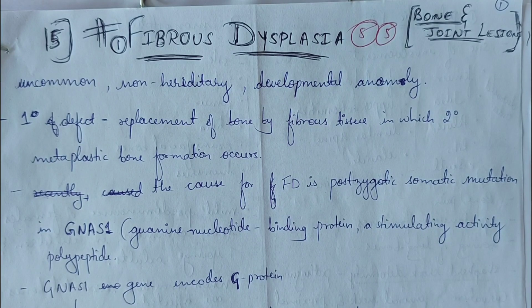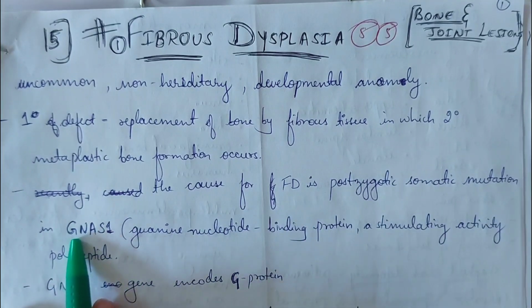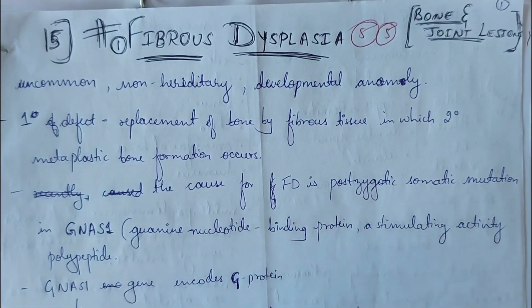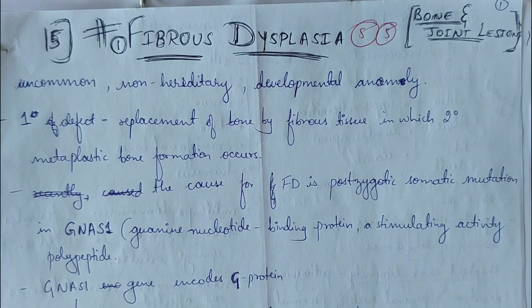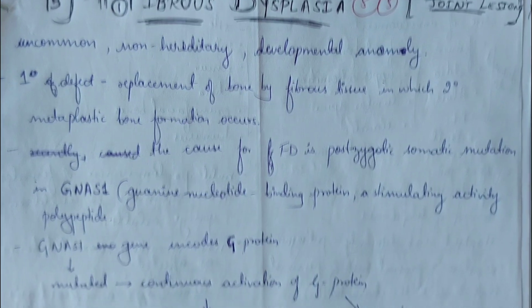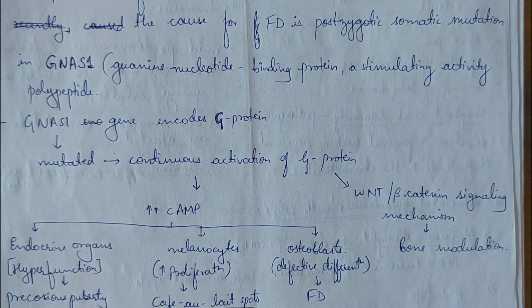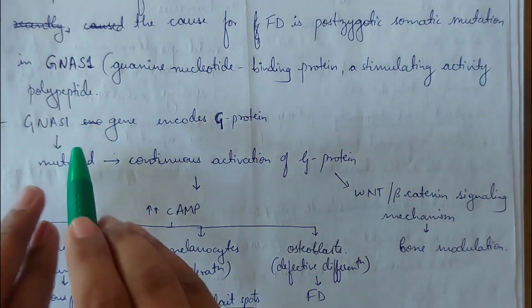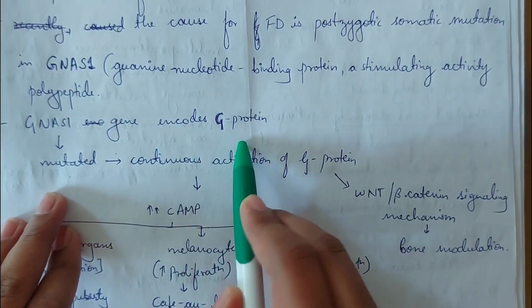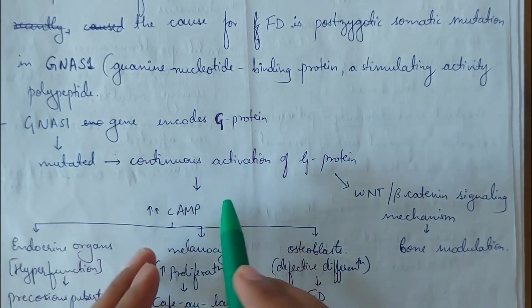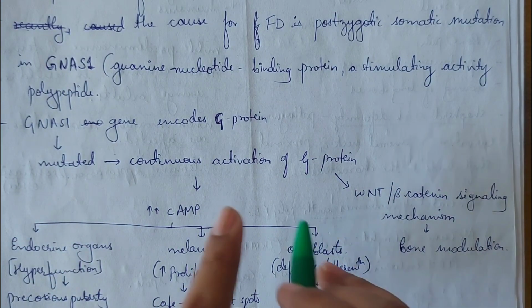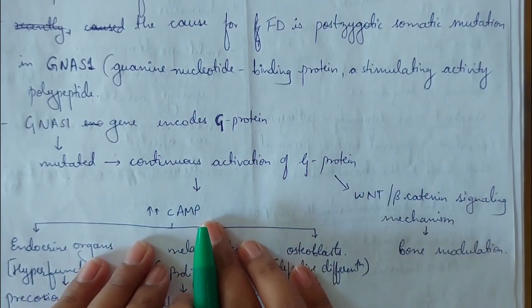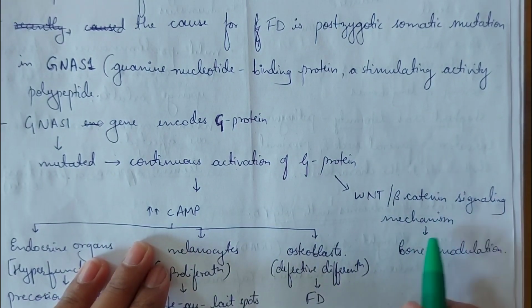The cause of fibrous dysplasia is a post-zygotic somatic mutation, that is, a gene mutation. The gene is the GNAS1 gene, that is guanine nucleotide binding protein, alpha stimulating activity polypeptide. Now let's look into the pathogenesis of the GNAS1 gene. This gene encodes the G protein, and if it gets mutated, there will be continuous activation of the G protein. So there will be two pathways: either increased cAMP or beta catenin signaling is seen.